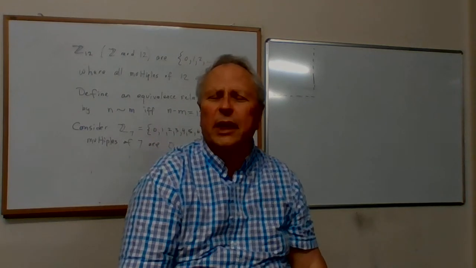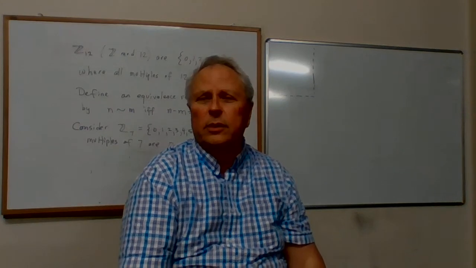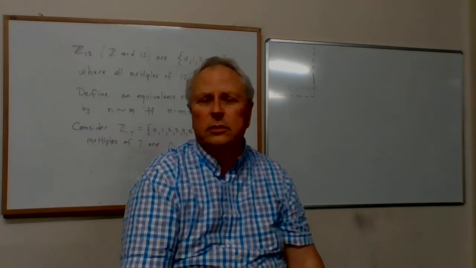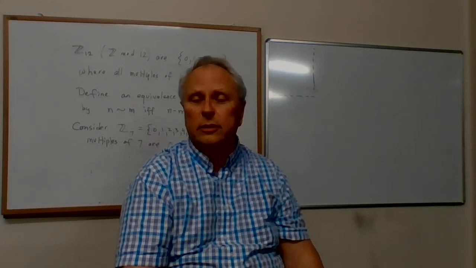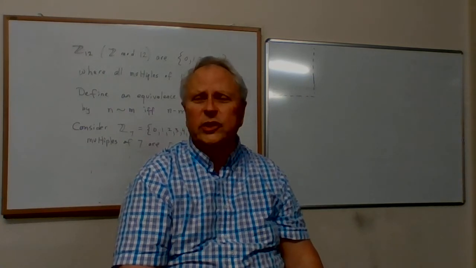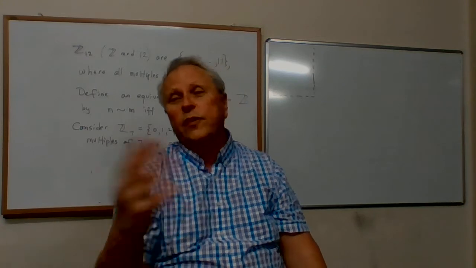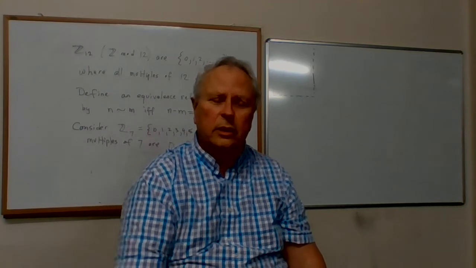What's 3 times 5? 3 times 5, mod 7, is 1. Wow, 3 has an inverse. And of course, 5 has an inverse, it's 3.